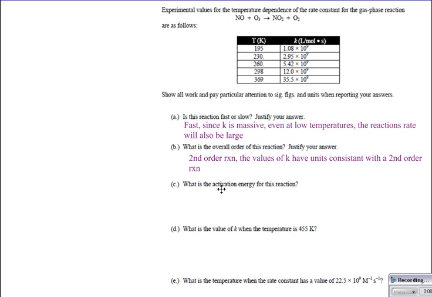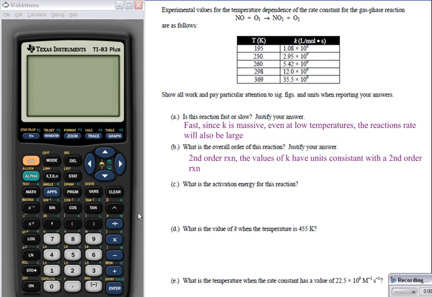Alright, welcome back to I Love Chemistry Part 2. This is Arrhenius Problems Part 2, and we're going to now do C. We're going to determine the activation energy for this reaction, given temperature values and the rate constants.